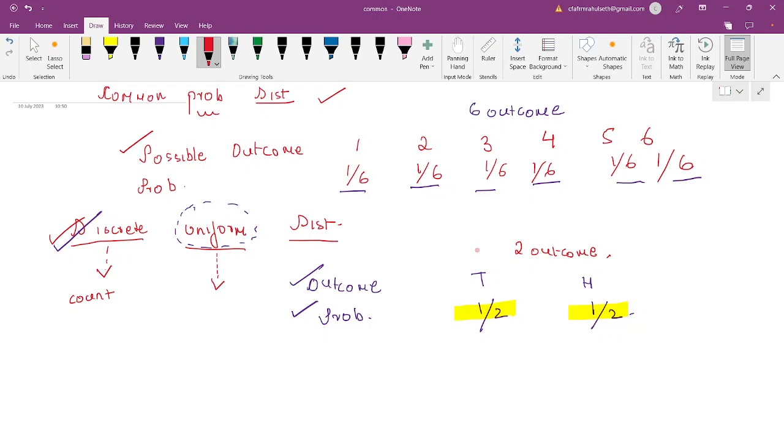The next distribution that we are going to discuss is the continuous uniform distribution. I'm going to follow up with the continuous uniform distribution in my next video.